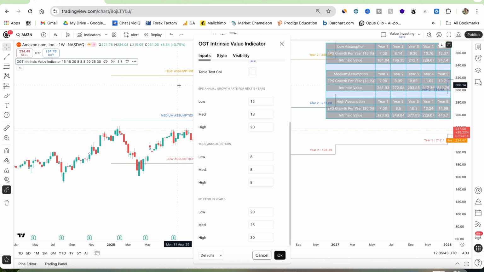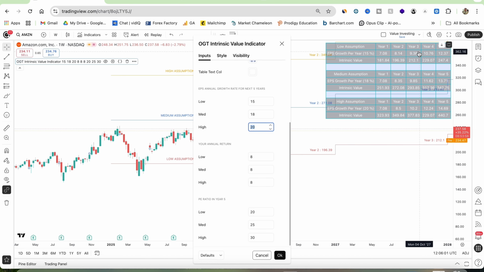So what we want to do is put in assumptions. And again, for each one, you've got a low, medium, and high assumption that you can put in. I said that was about 17 to 20. I've gone with a low of 15, a mid of 18, and a high of 20. So that's what I've gone with.